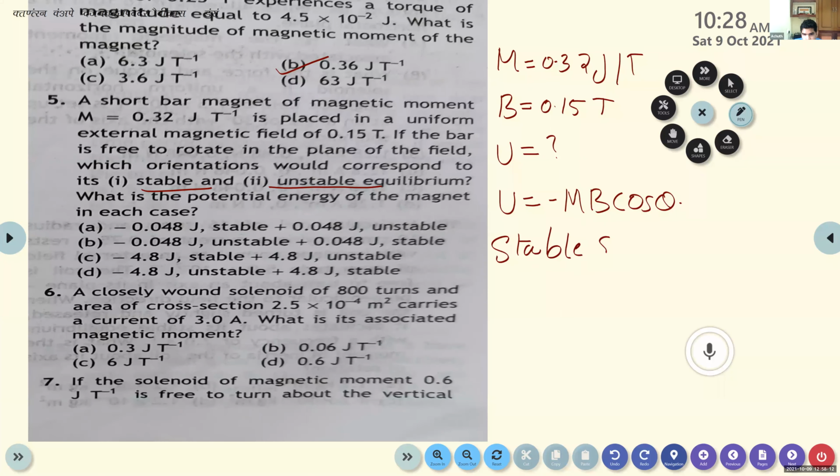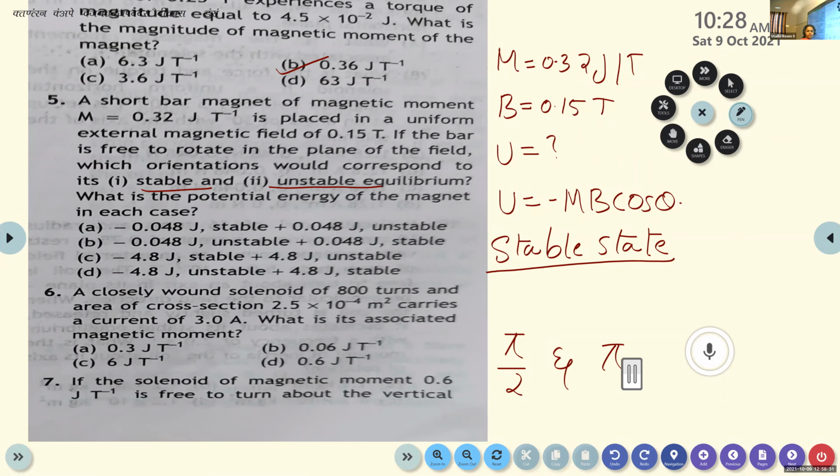Ma'am, why do we call it stable and unstable? Because here the bar magnet is rotating between two angles, pi by 2 and pi. While making the entire derivation of the potential energy, we see that the bar magnet rotates between the two angles, that is between pi by 2 and pi. That is, we considered cos theta 1 minus cos theta 2, and this theta 1 is the stable state.